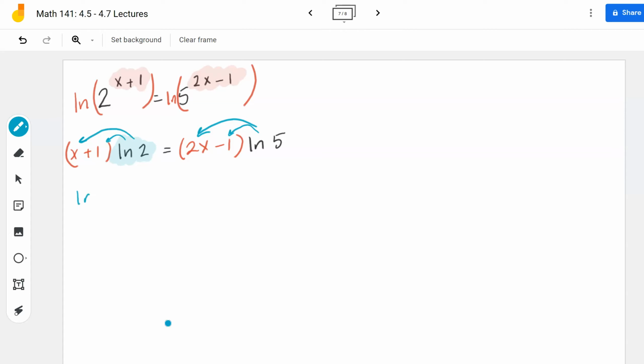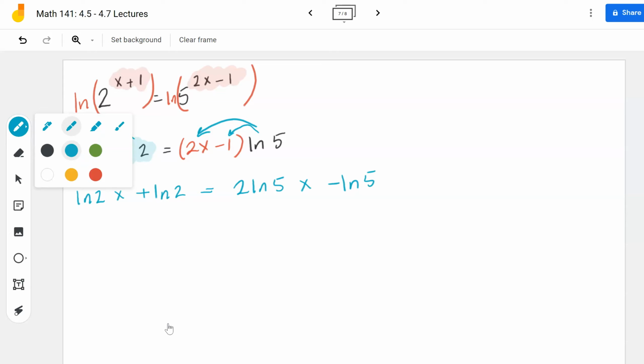So we have the ln of 2 times x plus the ln of 2 on the left side. We have 2 ln of 5 times x minus the ln of 5 on the right side. I could even make that the ln of 25 if I wanted to, using my power rule to make that a little simpler, but it doesn't matter. I'm good. And now we're going to do our normal steps to solve for a variable, right?